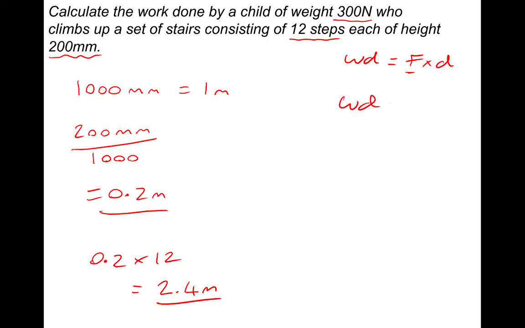Then the work done is simply force times distance. So work done, the force that we're overcoming is the weight, which is 300, multiplied by the 2.4 meters. So that gives us a work done that's equal to 720 joules. Hopefully you got that right, and if not, you followed it okay. If you want to redo it, just have a go again. Let's move on.